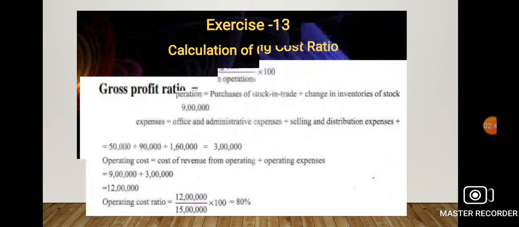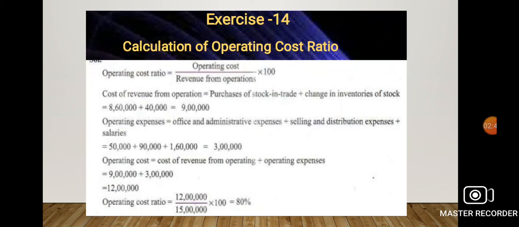Then question number 14. They are asking for calculation of the operating cost ratio. Following is the statement of profit and loss of Batma Limited for the year ended 31st March 2018. Calculate the operating cost ratio. So the statement of profit and loss values are given in the question.